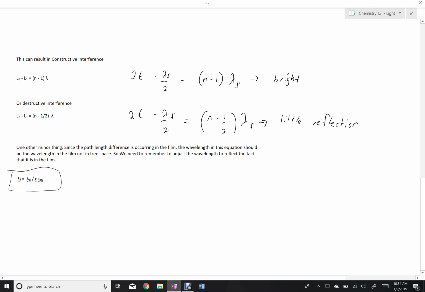Okay, having seen all that, I'm sure you want to see an example where I actually have a real world situation. I'm going to do that in a subsequent video, but that is how you come up with or predict the relationship of interference for a thin film.